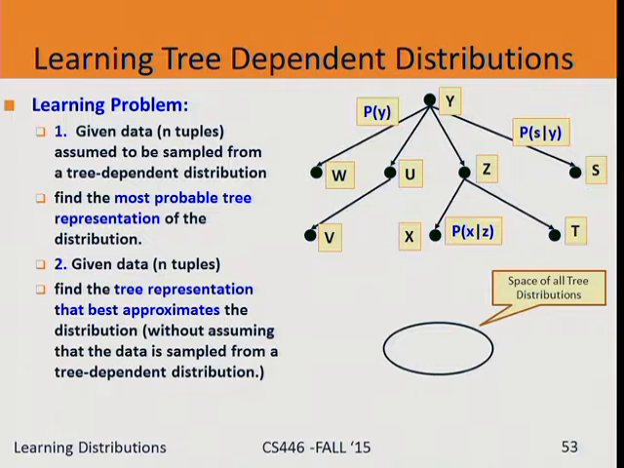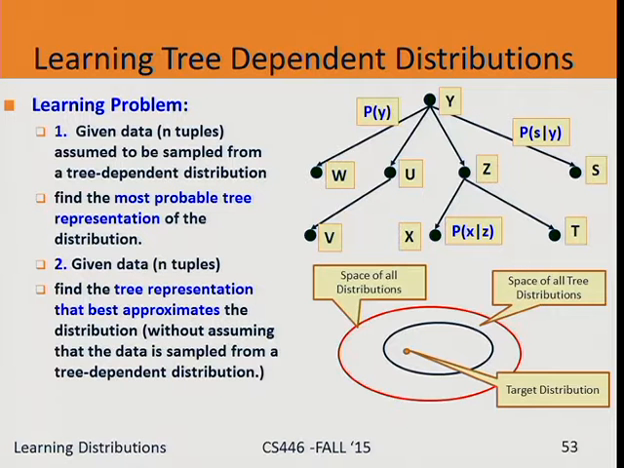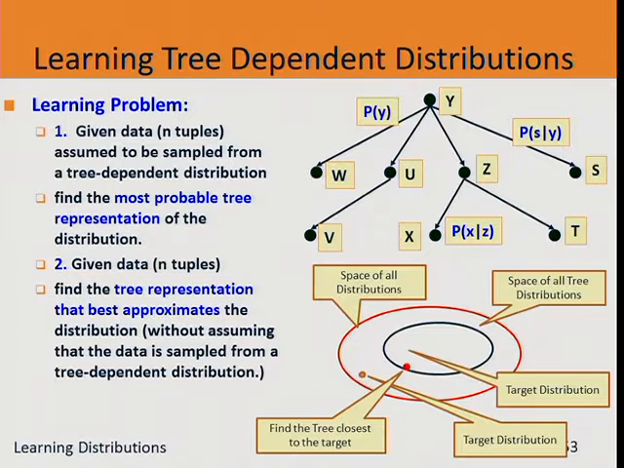So you can think about it this way. This is the space of all probability distributions. And our target distribution in learning problem one is here. It's a tree, it generates data, and I want to try to learn it, or something that is close enough to it. This is the space of all distributions. Some cannot be represented as a tree. And now my target distribution could be here, any probability distribution. Nevertheless, I'm not going to try to search in this red oval. I'm going to still try to search here. I'm going to try to find the tree-dependent distribution that is closest to this target. So my search space is still going to be the black oval, even though my target could be the red oval.